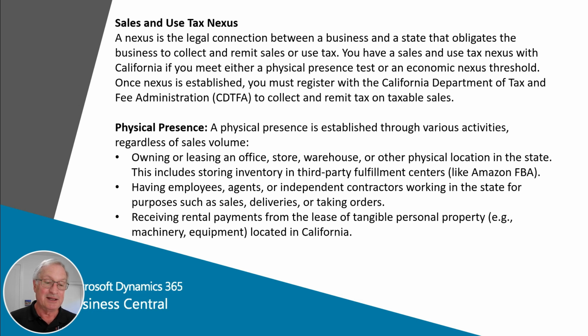You can read that right here. And the physical presence is one thing. Also, another thing most states, at least California does, have a total gross sales over a particular year. So in California, it's roughly $500,000. That means if you're outside of California and you sell more than $500,000 worth of goods and services, you would have to collect tax on that, remit tax to the state, and also file the state tax return.